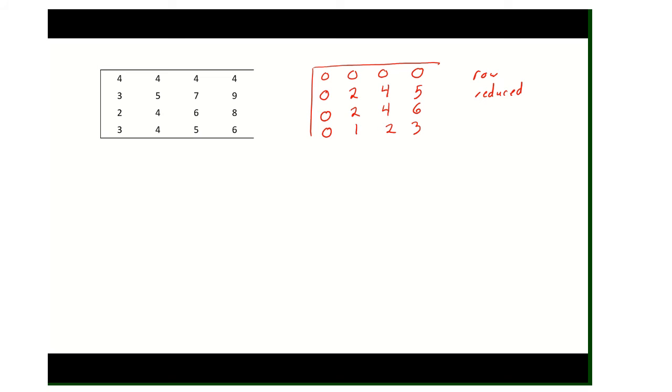Now we have to get the column reduced, which in this case is actually pretty easy because we've got a 0 in every column. So it actually doesn't change anything. So our column reduced is the exact same as our row reduced.